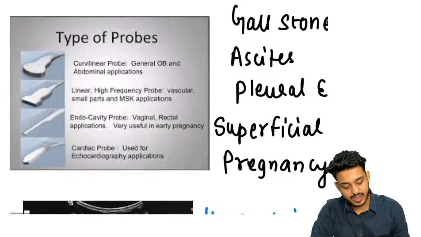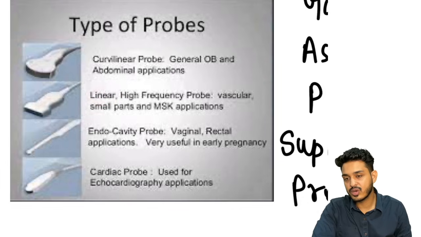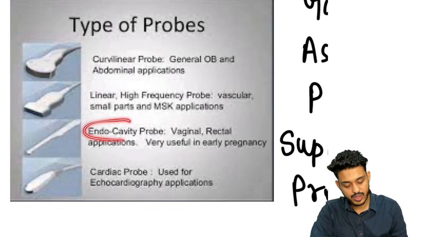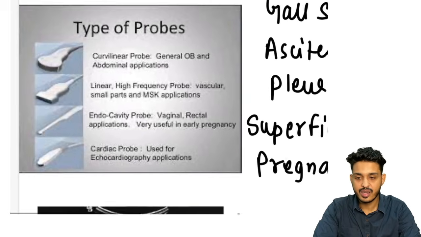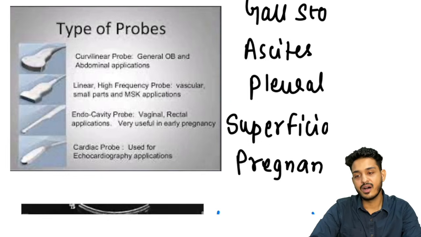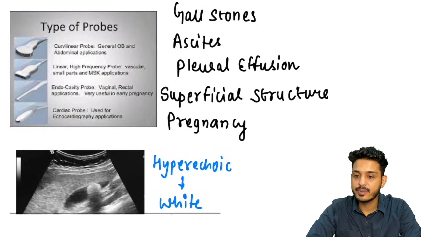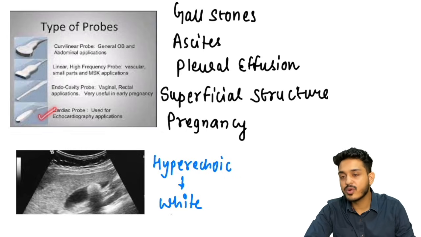We have other types of probes. We have the curvilinear probe, the linear probe, the endocavitary probe, and the cardiac probe, which are going to be different. For the cardiac probe, remember, the heart is a moving structure. You are going to take the scan in M mode, which is the moving mode. This is the cardiac probe you will be using.